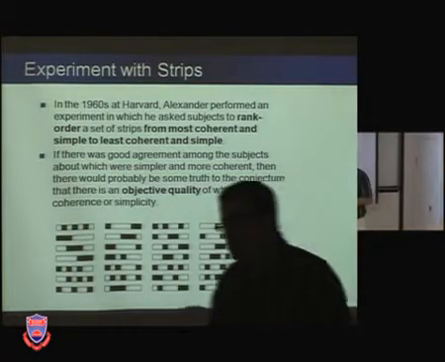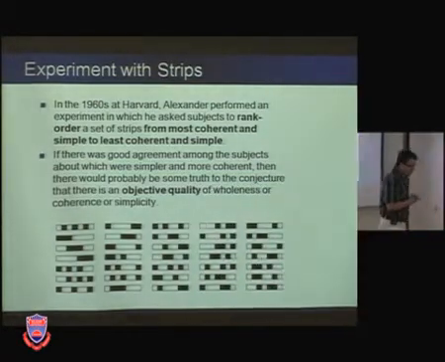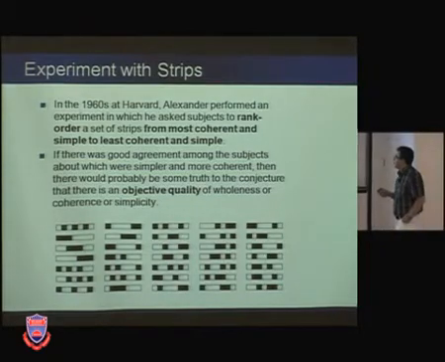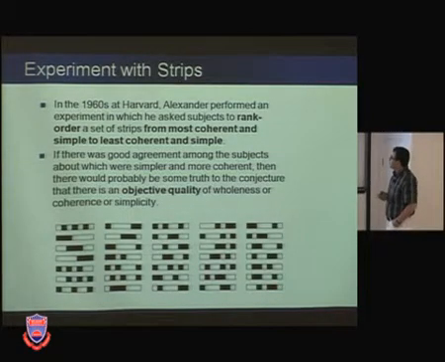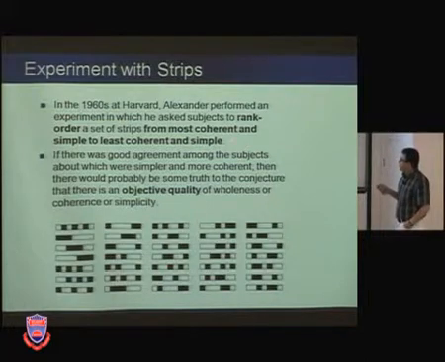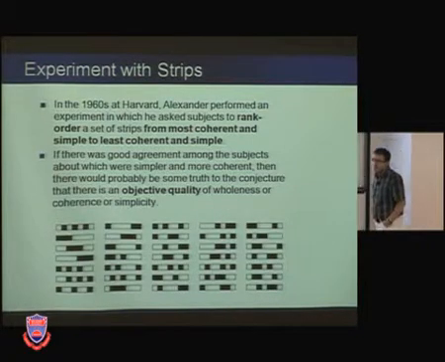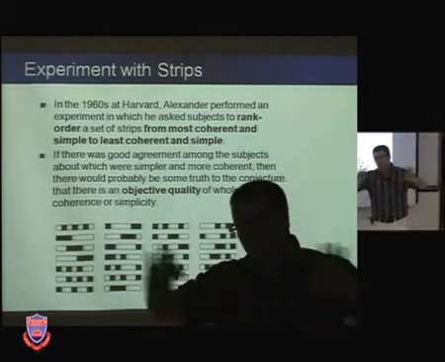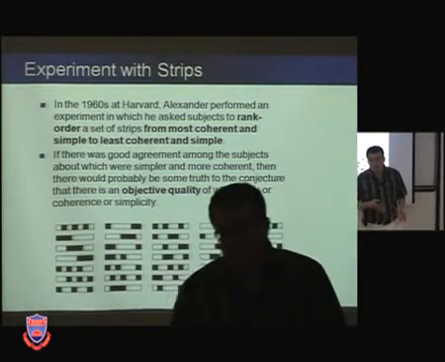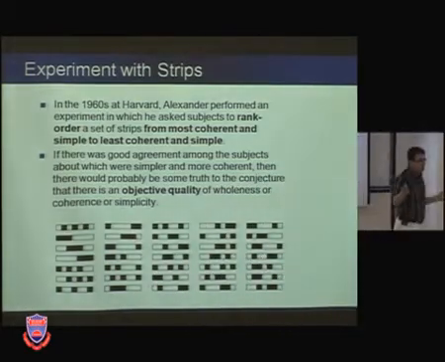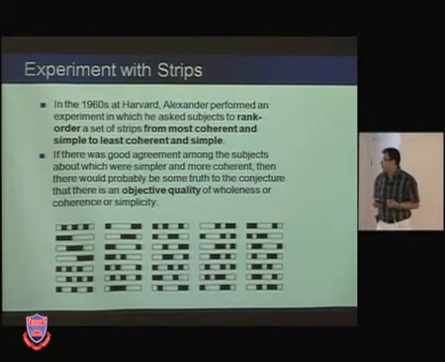Related to this is an experiment that he did at Harvard in the 1960s. He asked subjects to rank order a set of strips, from most coherent and simple to least coherent and simple. So look at these strips. We could do the same experiment here. Look at these strips and rank order them from least coherent to most coherent.